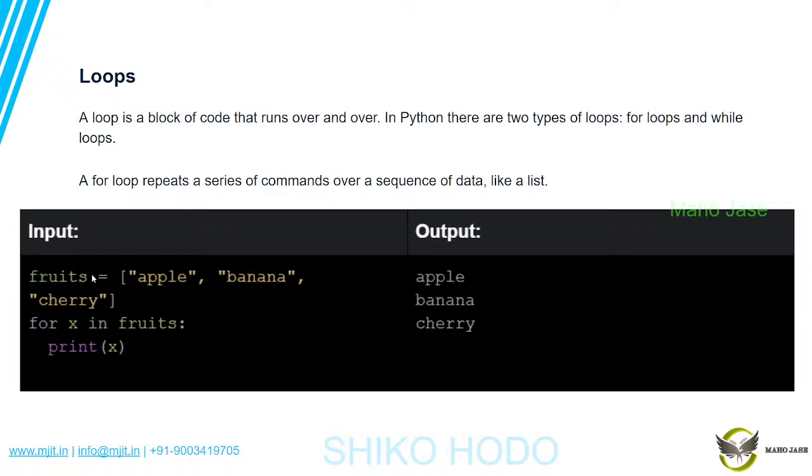The question is here: take the example of fruits, apple, banana, cherry, telling it to count apple, banana and cherry. So here, for x in fruits, it would print x. And now the student says A for apple, B for banana, and C for cherry.